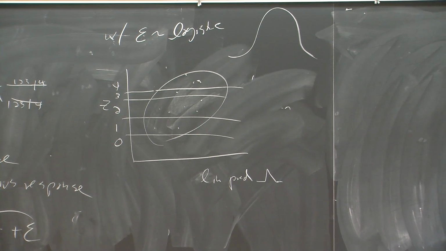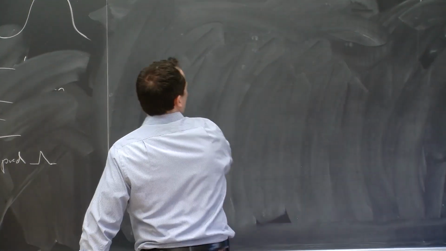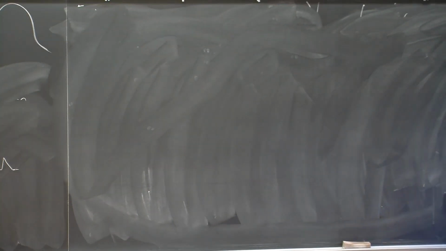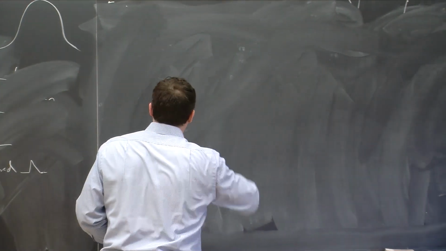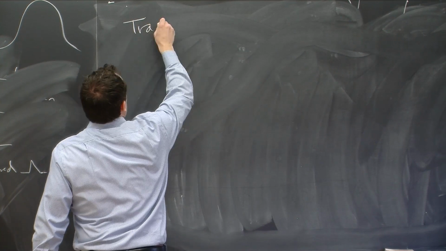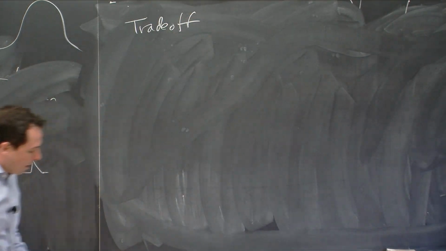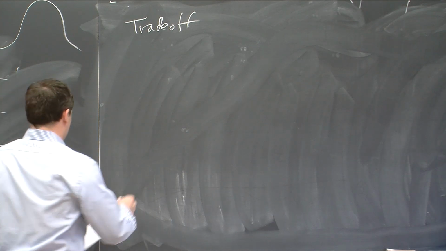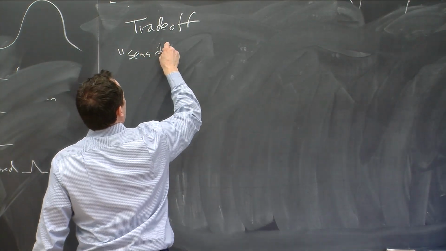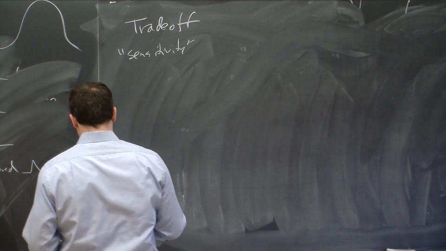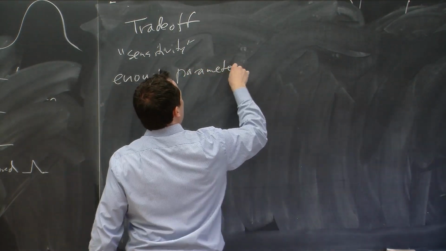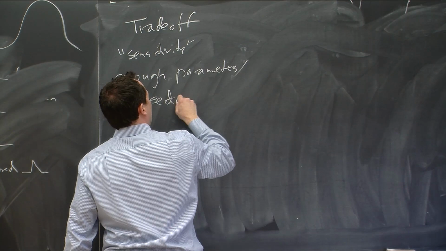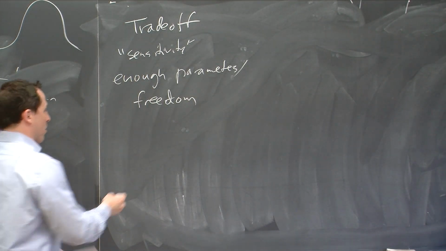So this is a huge topic. I mean, there are probably hundreds, if not thousands, of papers written about it every year, and it's very complicated. But let's talk about the basic idea. You can think about it as a trade-off. It's a trade-off between, on the one hand, something which is a little bit like a sensitivity. That is, we have enough parameters or enough freedom in our model, enough choice in our model to capture the relationship.